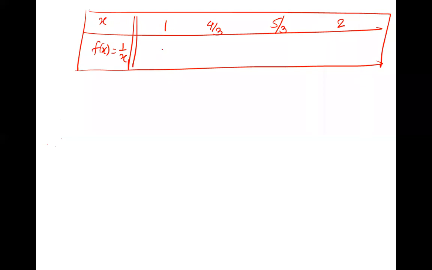So 1 by 1, 1. 1 by 4 by 3. Can I write 3 by 4? 1 by 4 by 3, 3 goes up. Again 1 by 5 by 3, 3 by 5. And 1 by 2. Okay. So if you want, you can write it in decimal. So we got, what is this value? This is actually y. Y is f of x. Y0, y not, correct. This is y1, y2 and y3.